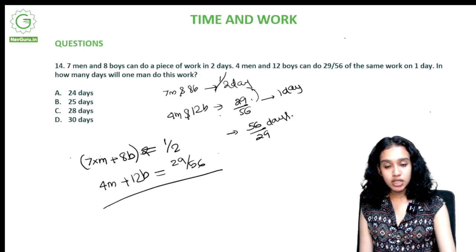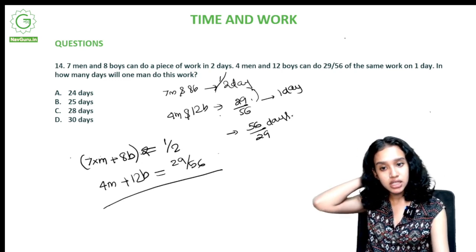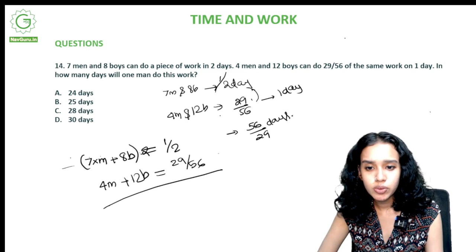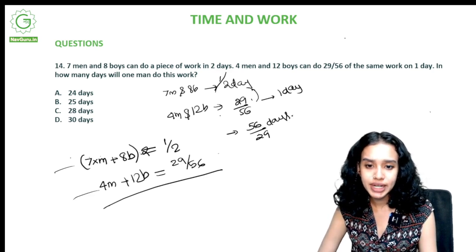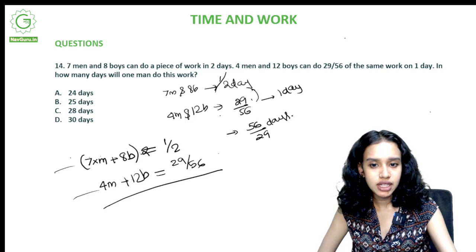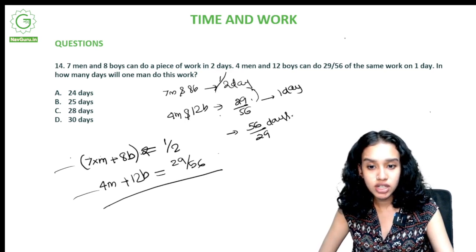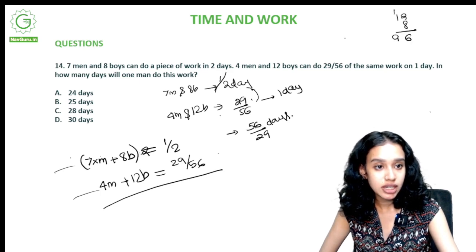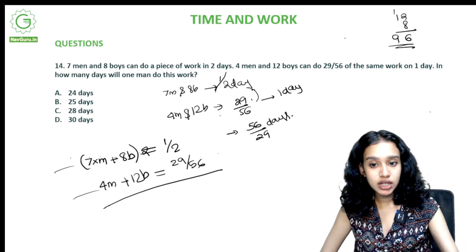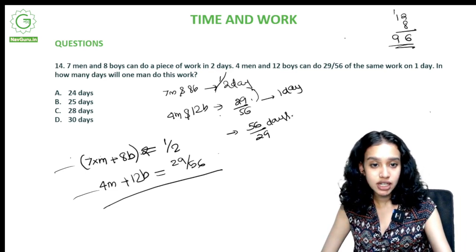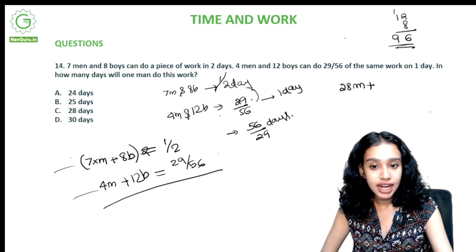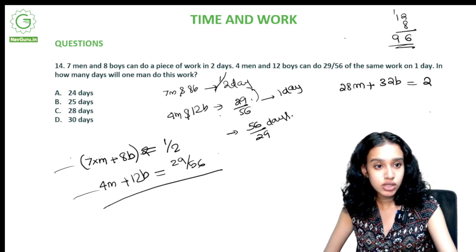Right? Now, let's change the denominator of one of these. So we get 7m plus 8b, and we get 4m and 12b. So we could change both of them to 28m. So let's do 12 into 8. 8 2s are 16, 8 1s are 8 and 96. So we'll convert them into 28, so 28m plus 8 into 4, 8 4s are 32b is equal to 4 by 2 is 2.